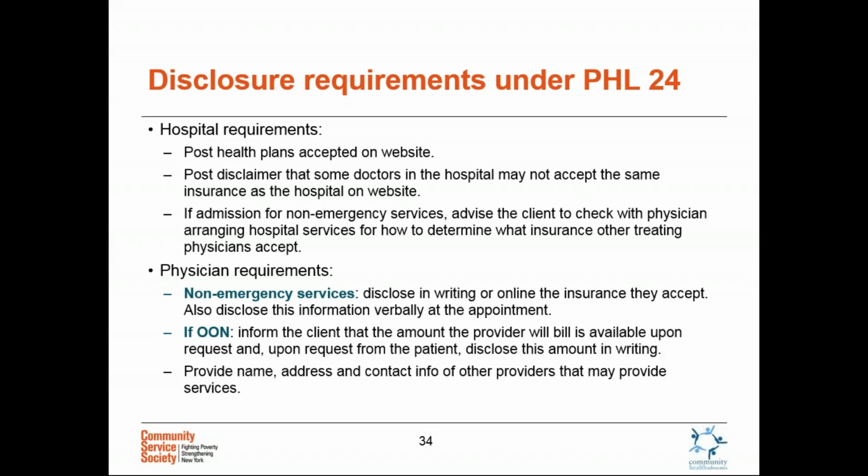Physicians in private practice have requirements to disclose their network status too. For non-emergency services, they're supposed to disclose in writing or online what insurance they accept. They are also required to disclose this information verbally at the appointment. And if it turns out that they are out of network, they have to inform the client that the amount that the provider will bill is available upon request. And if the patient requests this information, they must disclose that amount in writing. They are also required to provide their name, address, and contact information of the other providers that may provide services.